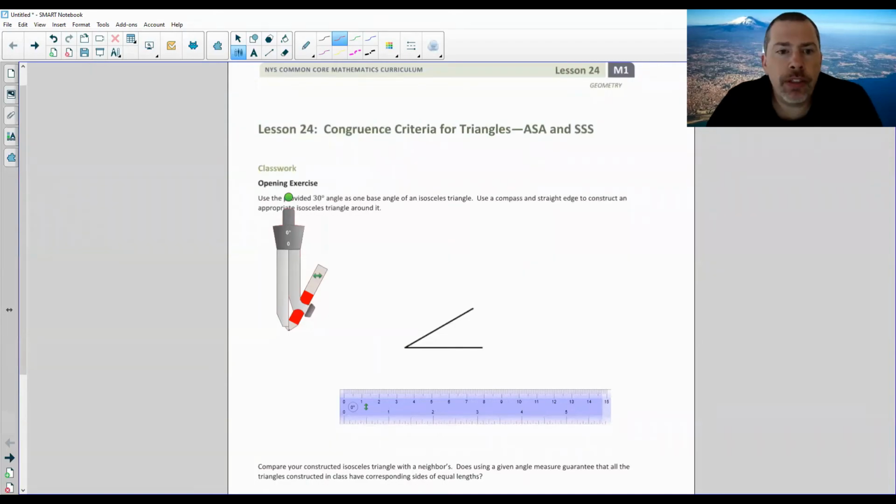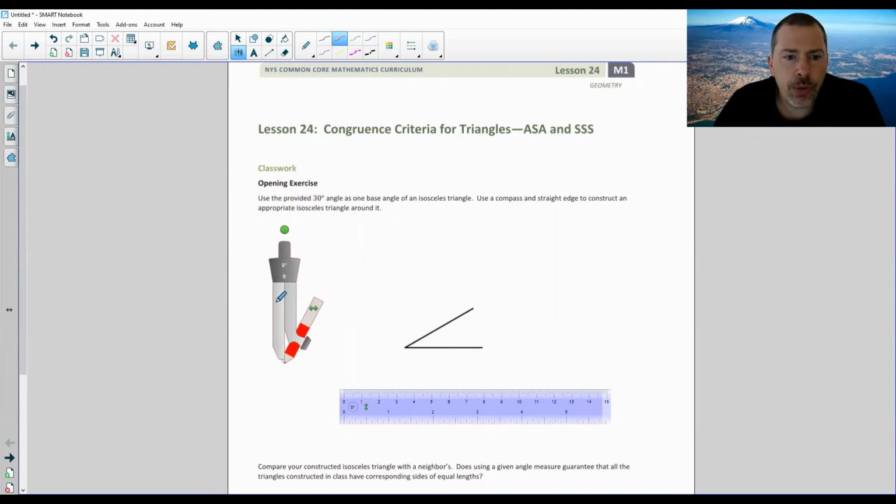Okay, welcome to Lesson 24, Congruence Criteria for Triangles, Angle Side Angle and Side Side Side. Classwork opening exercise says, use the provided 30-degree angle as one base angle of an isosceles triangle. Use a compass and a straight edge to construct an appropriate isosceles triangle around it.